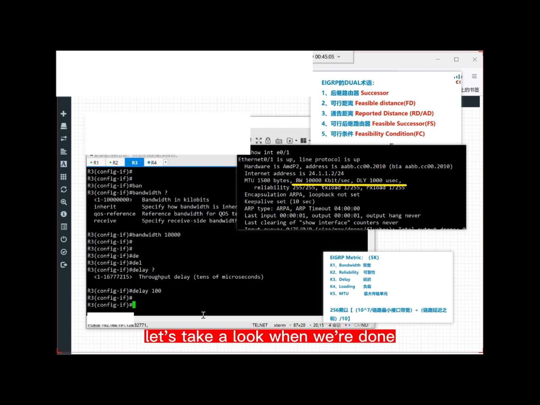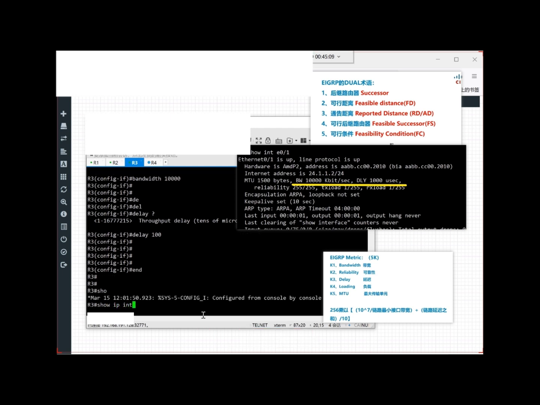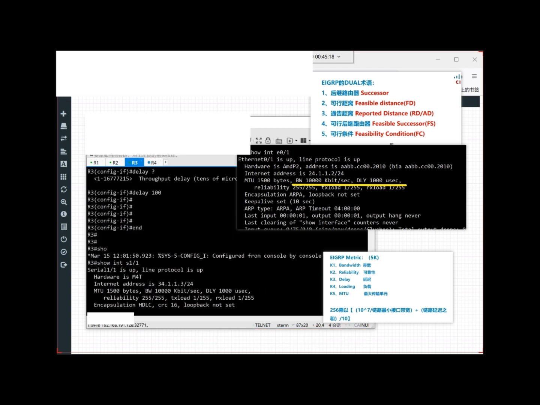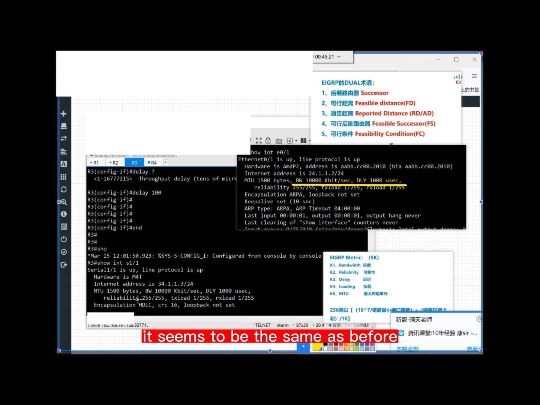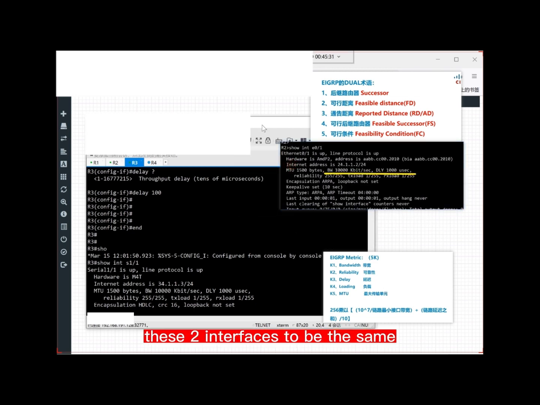Let's take a look when we're done. Show interface S11. Now we see this interface. It seems to be the same as before. Now the bandwidth is 10,000. The delay is also 1000. It is equivalent to changing the parameters of these two interfaces to be the same.